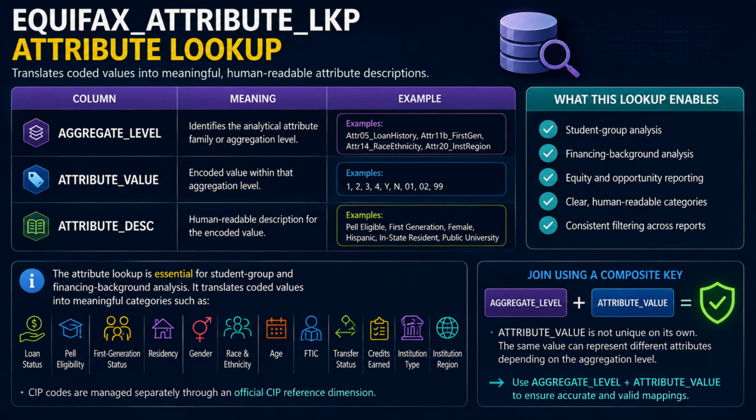The key concept to understand is that attribute value is not unique on its own. The same value can represent different attributes depending on the aggregation level. As a result, this table should not be joined using only attribute value. Instead, the lookup must be joined using a composite key consisting of both the aggregation level and the attribute value. This ensures that each record is matched to the correct attribute description and prevents invalid mappings in your reporting and analytics.